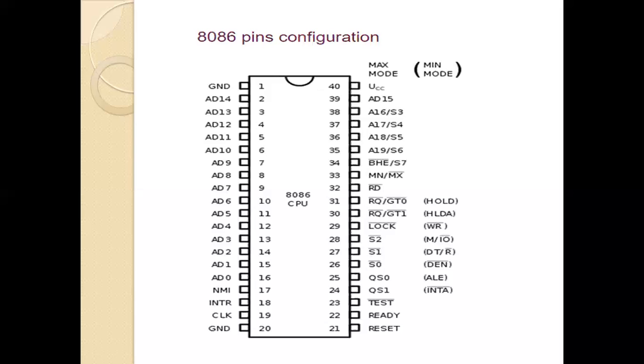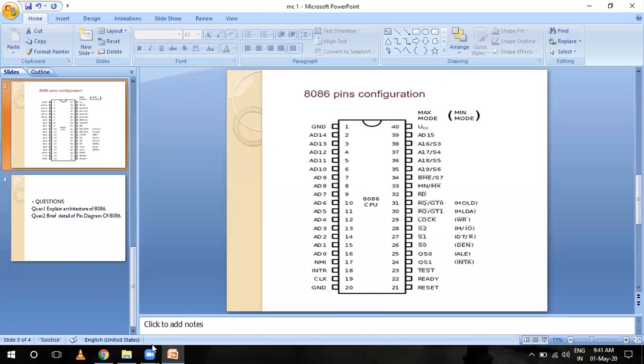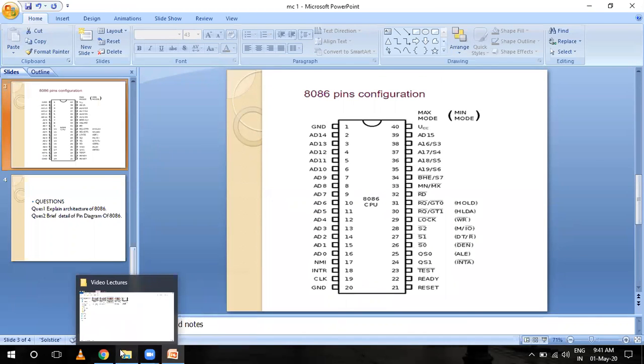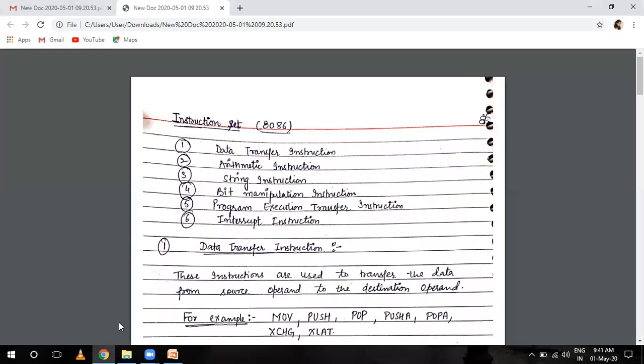So this is all about the pin diagram of 8086. Now we discuss the instruction set of 8086. There are 6 types of instruction in 8086: data transfer instruction, arithmetic instruction, string instruction, bit manipulation instruction, program execution transfer instruction, and interrupt instruction.